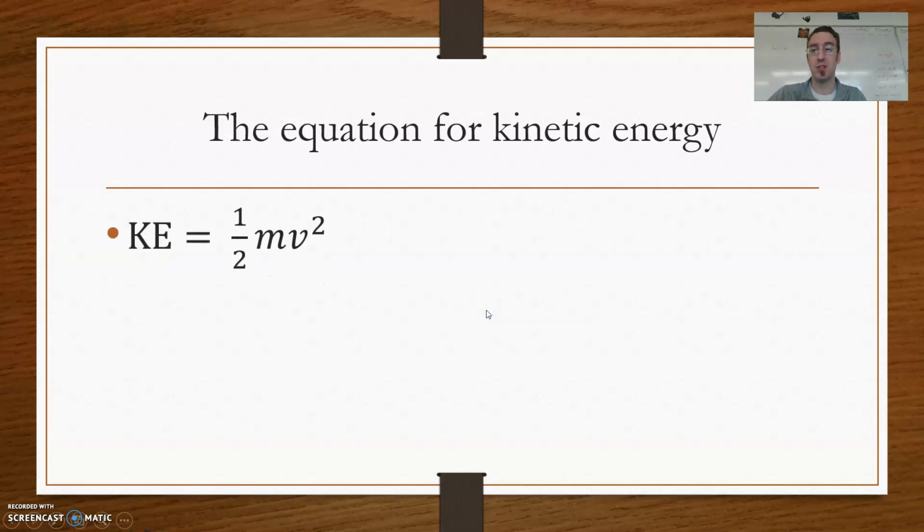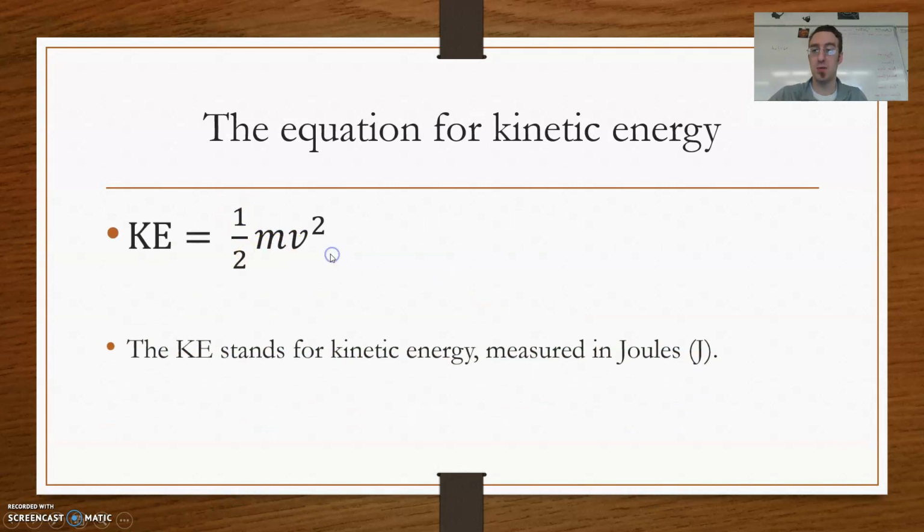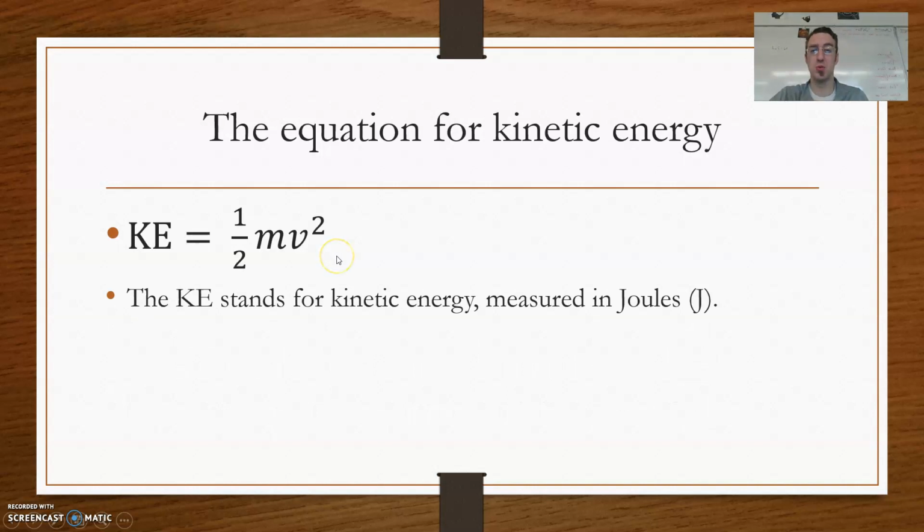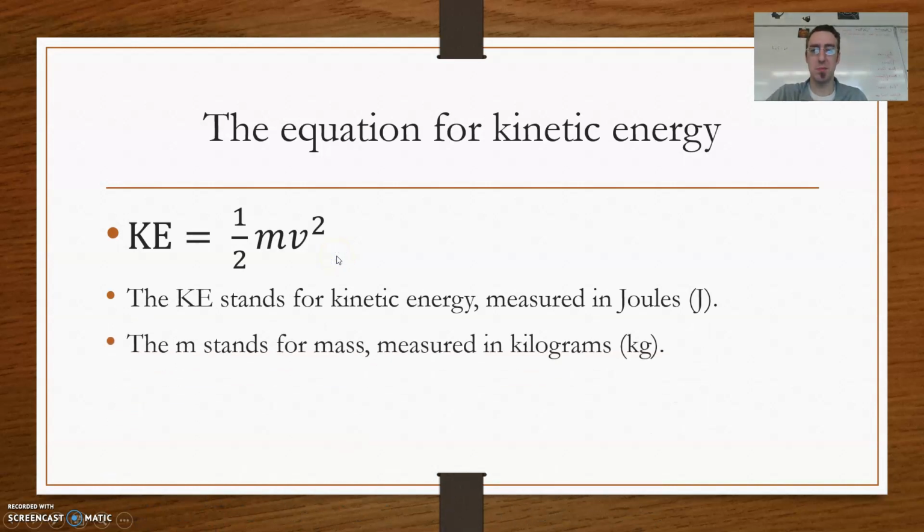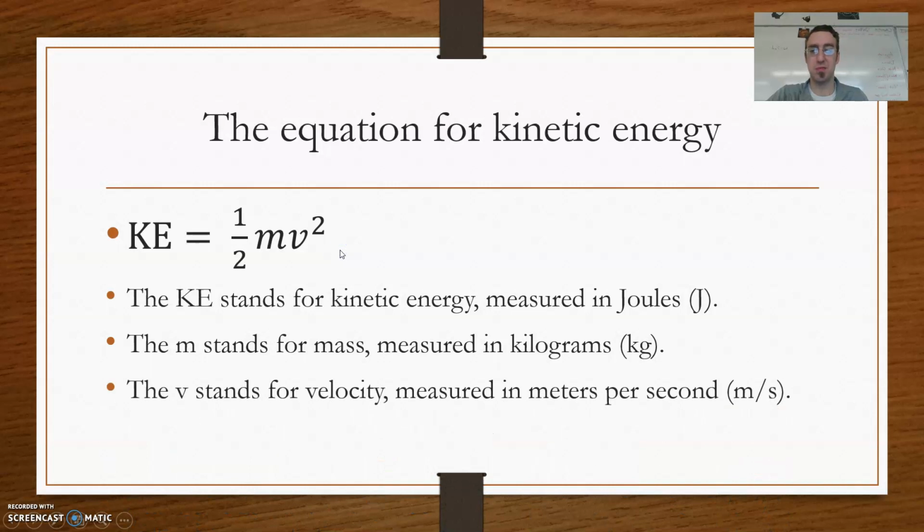So the equation for kinetic energy is KE = 1/2 mv², where KE stands for kinetic energy measured in joules, m stands for mass measured in kilograms, and v stands for velocity measured in meters per second.